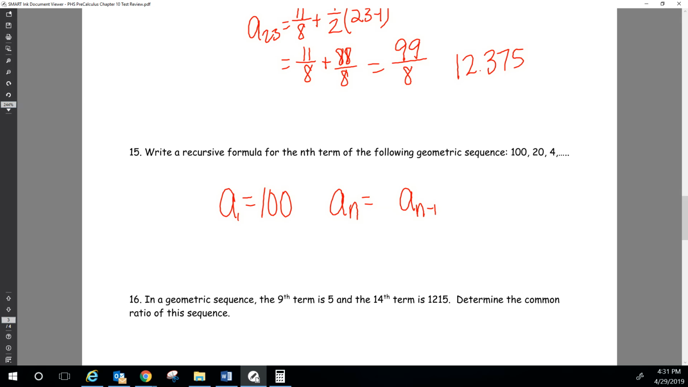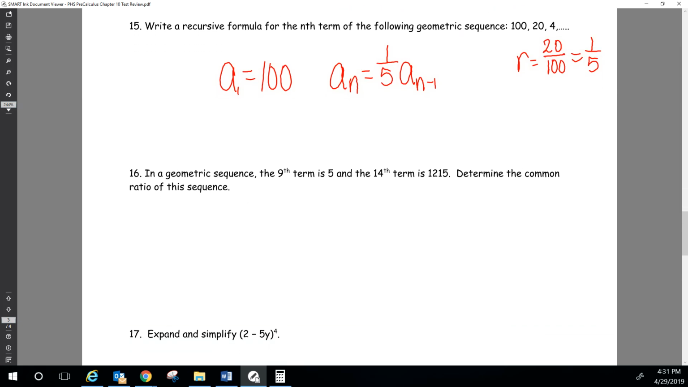For this one, to find that r value, remember you take the second term divided by the term in front of it. So this would reduce down to 1/5. So I multiply each term that came before it by 1/5 to come up with the term. I'm saying that funky, but I hope you understand what I mean at this point. Sorry, it's a little crazy.